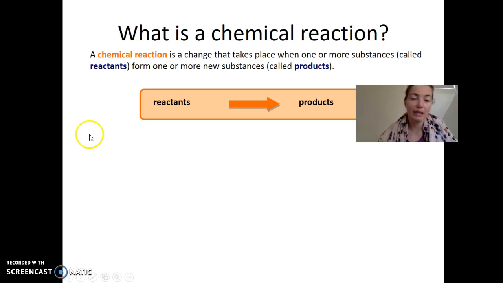Basically the reactants are everything on the left-hand side, everything that's going into the reaction. The arrow represents a chemical reaction occurring and it's heading in this direction, and it's forming products. So you need to understand that the reactants are on the left-hand side. The arrow represents a chemical reaction occurring and the direction that it occurs. And after the arrow, usually on the right-hand side, are the products.